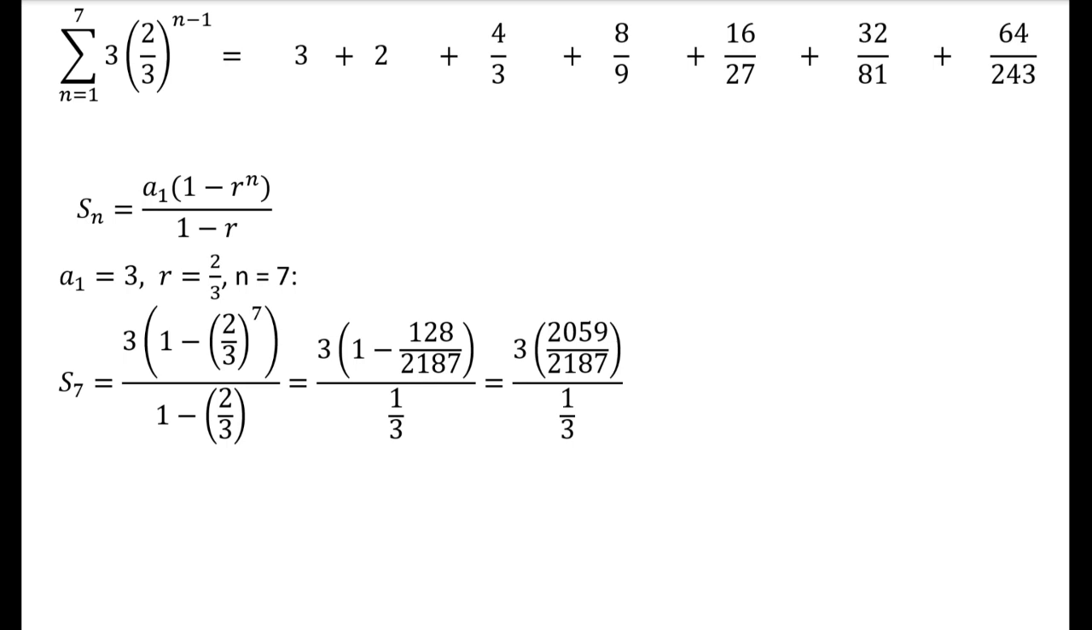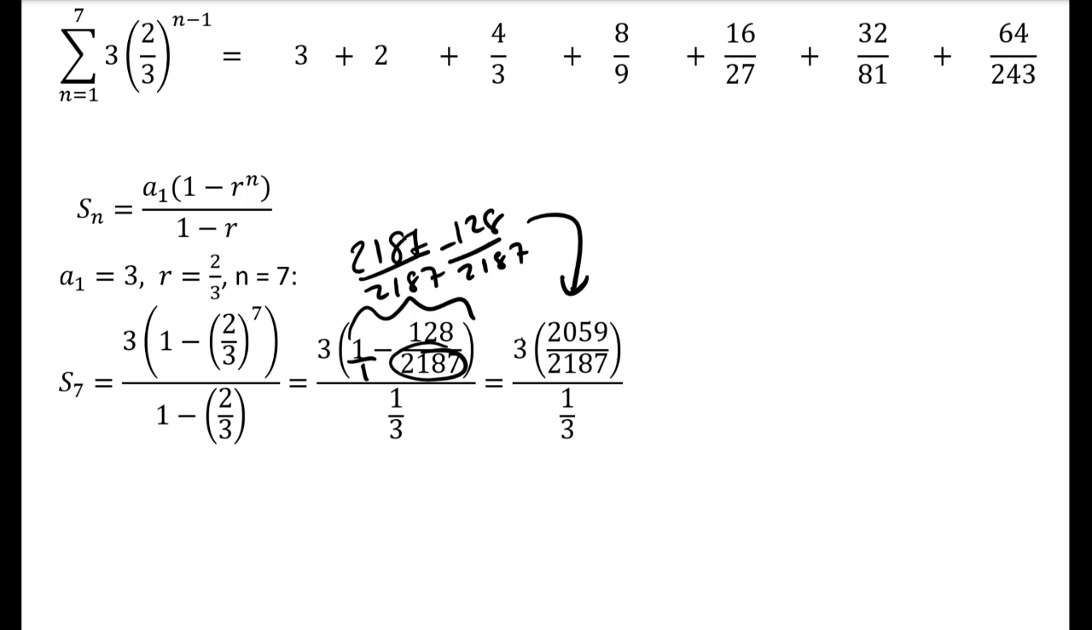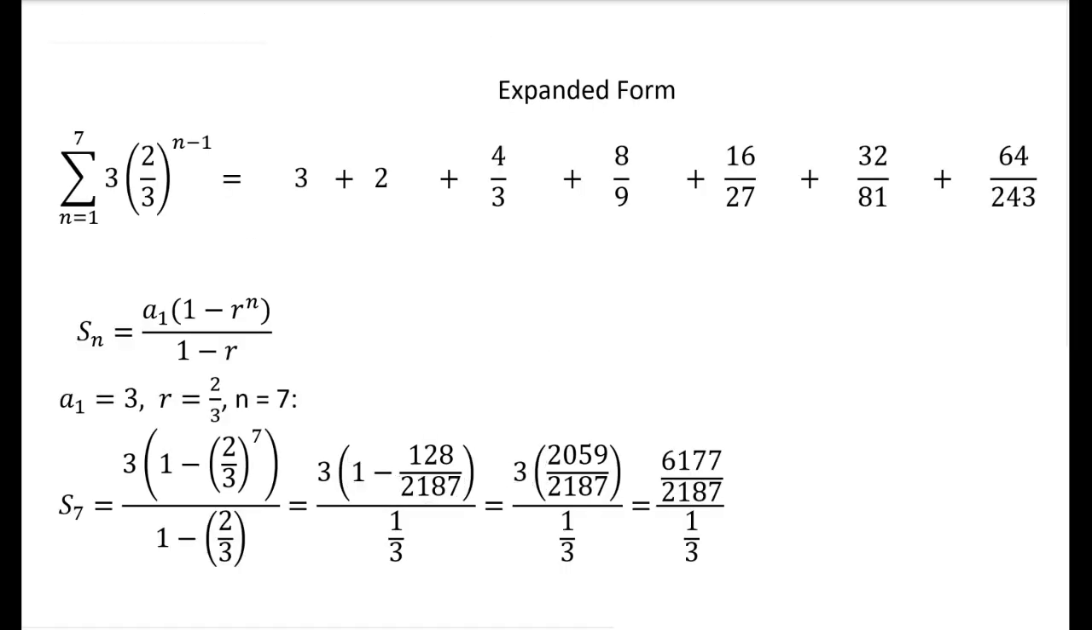All right, we got to do 3 times. So we went ahead and did this. We needed a common denominator. So the common denominator is 2187. So I'm going to convert this 1 over 1 to 2187. We got to multiply by 2187 over 2187. And then we subtract those two. And that gives us this. And then we got to do 3 times that. So 3 over 1 times that. So 3 times that, and then 1 times that. So that's what we get when we do that.